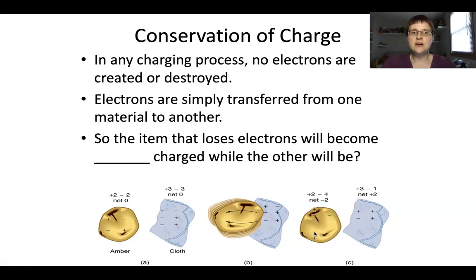Conservation of charge is the same sort of idea as the laws of thermodynamics, right? You can't destroy or create energy, it just gets transferred. Same thing here, just with electrons.